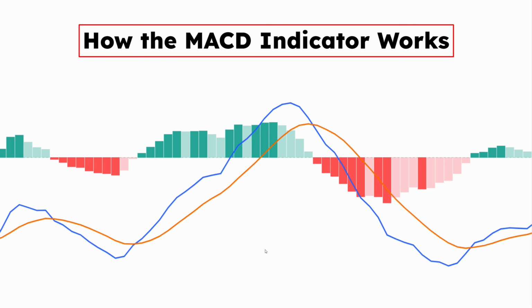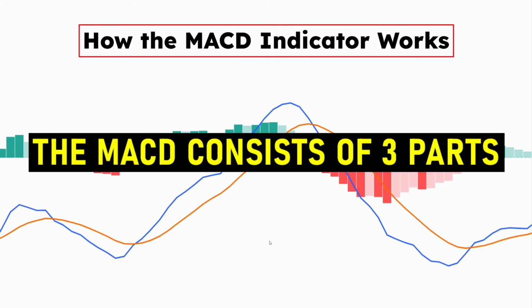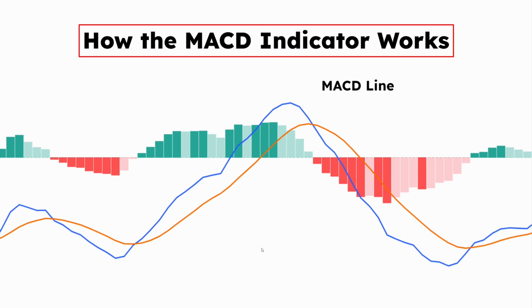Alright, so now let's take a look at how the MACD indicator works. And as you guys can see, now we have the full MACD indicator on the screen. The MACD consists of 3 parts. First, we have the MACD line, which is this blue line right here. When you use the MACD in TradingView, the standard color for the MACD line will be blue.